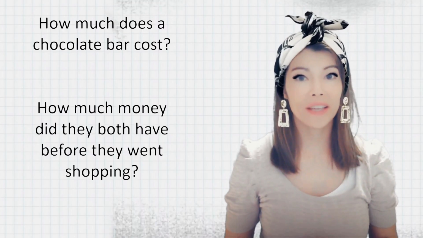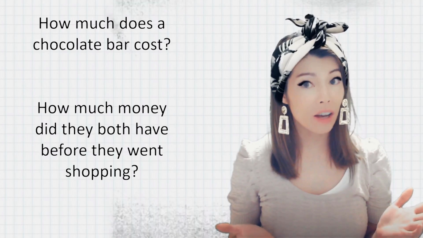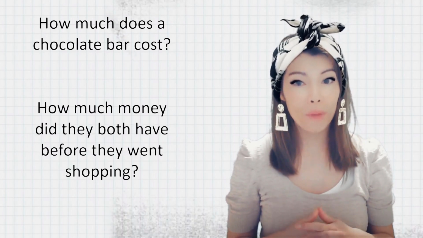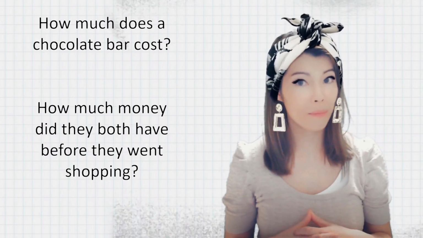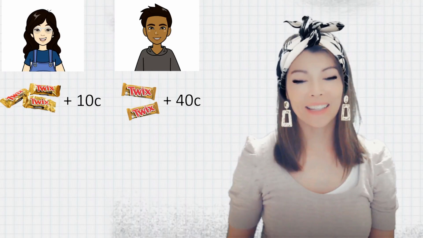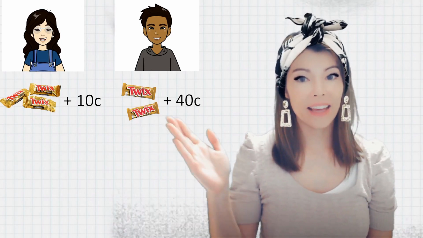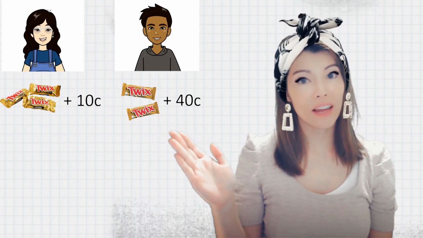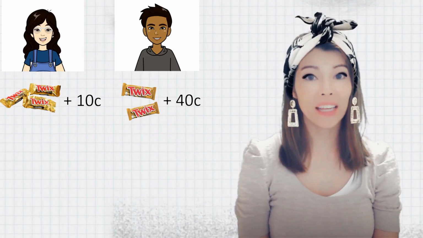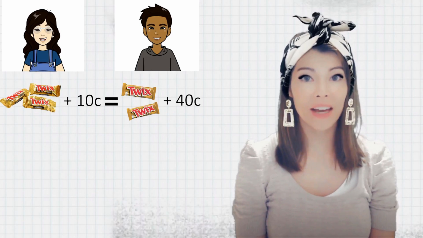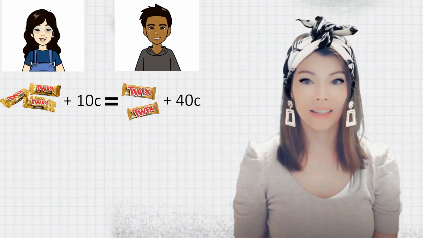So the questions are, how much does a chocolate bar cost and how much money did they both have before they went shopping? So let's work it out. Here we have Mia with the 3 bars of chocolates and 10 cents and Zap with his 2 bars of chocolates and 40 cents. And we can put an equal sign in between them because they started with the same amount of money. What can we do?